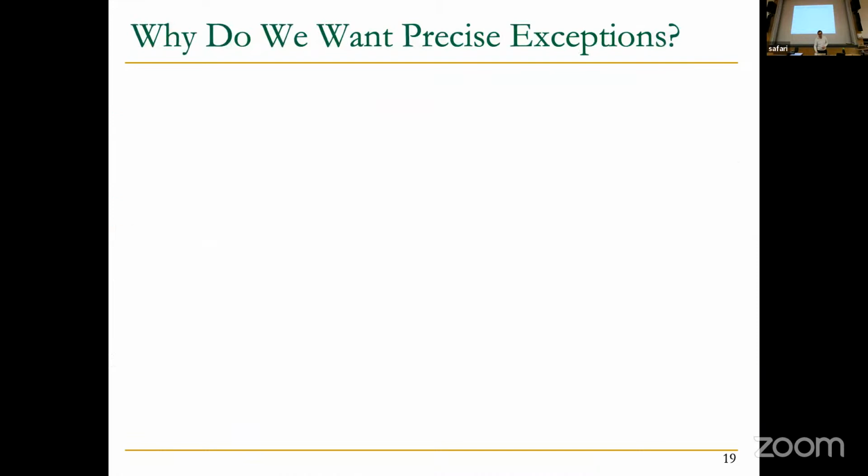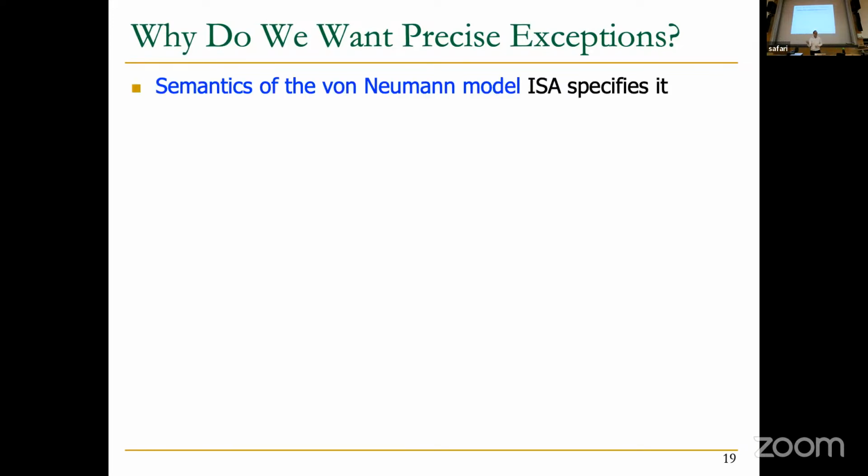Okay, so let's go back into this. Why do we want precise exceptions, a little bit before we start adding more complexity to our machines? As we discussed earlier, one of the reasons is legalistic. The semantics of the von Neumann model ISA specify it, so you need to obey that. That's absolutely true, but this is kind of a cop-out answer. Then the next question becomes, why does the von Neumann ISA specify it? Because it's easy for the programmer. Then the next question is, why is it easy for the programmer? We're going to answer that in the next bullets.